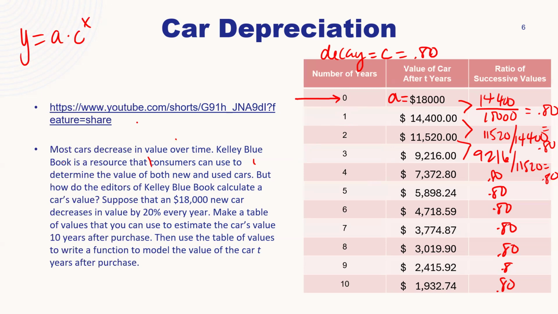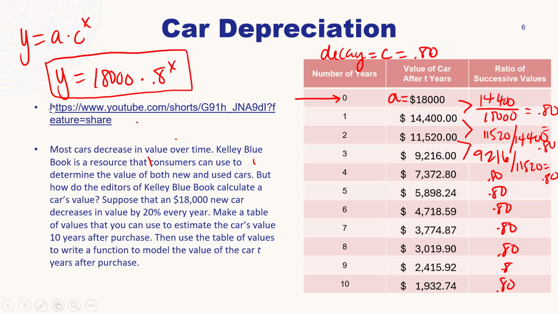So I have my A, I have my C. Can I now write an equation? I can. So we have y equals 18,000 times 0.8 to the X. And that is my exponential model for the decay of this car. So if I asked you, I am about to ask you, what is the cost of the car? What is the car worth after 22 years? Could you calculate that? Yes. So find what is the value of my car after 22 years.